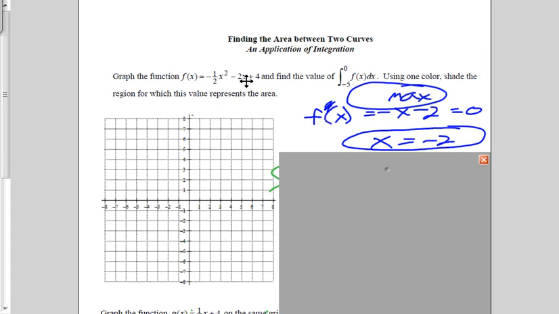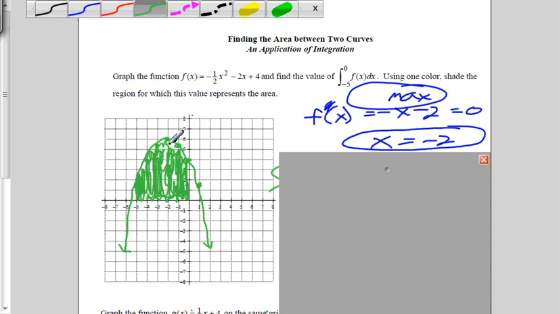So I can substitute negative 2 in there, and then I can put some other points in. So let's go ahead and do that. Okay, so I put in negative 2 and I find that the vertex is negative 2, 6. Find some other points, and then from negative 5 to 0, this is the shaded region.